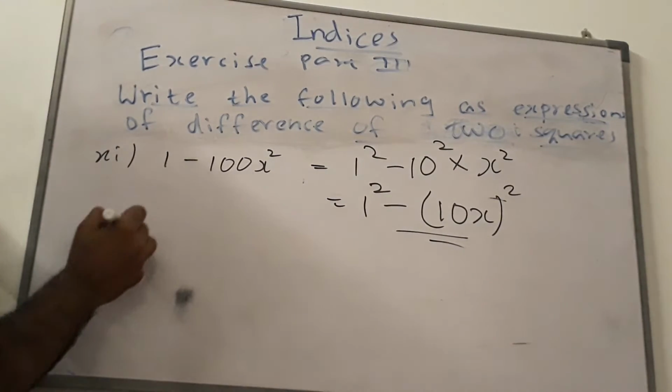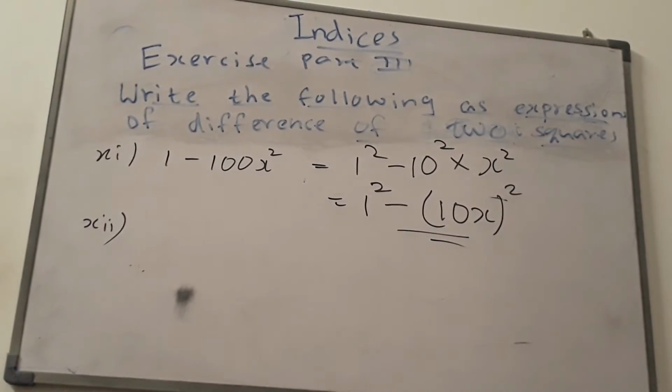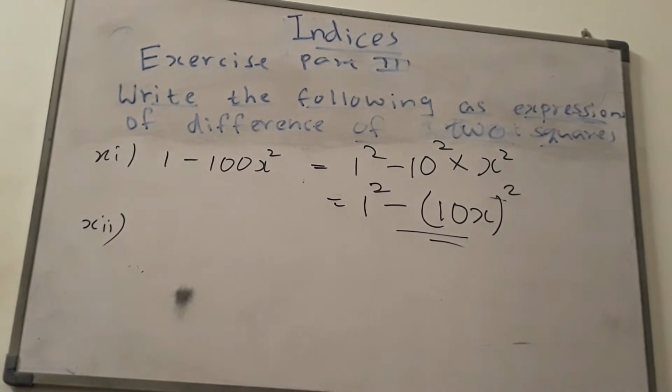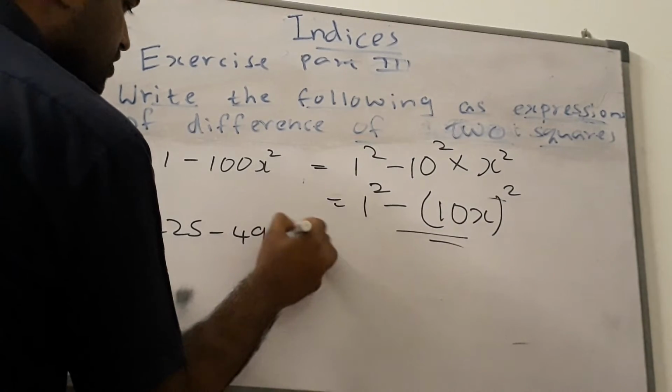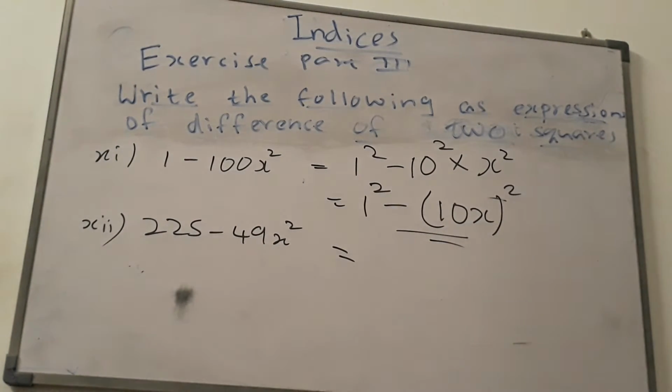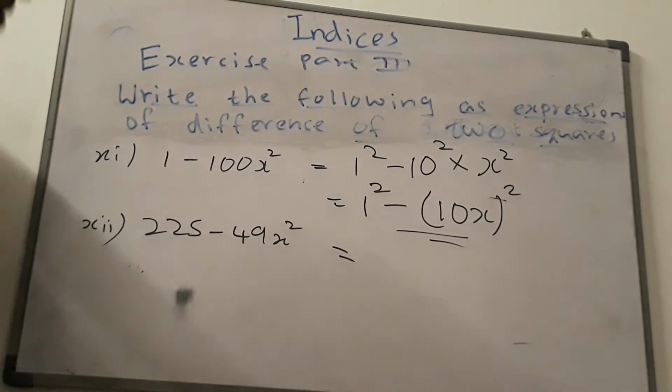Next is the final question: 225 minus 49x squared. Okay, what is 225? How can we find that? 225 is a square number. Which square number? That is the problem. I gave you a table. According to that, if you can memorize, 225 means 15 squared.